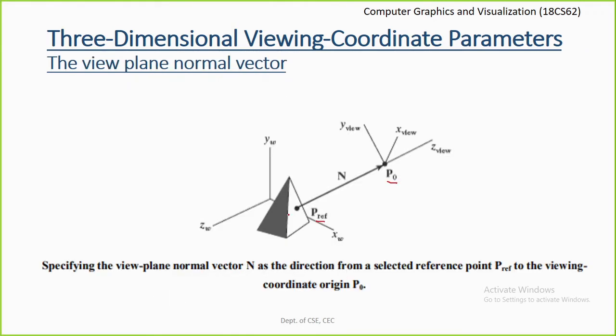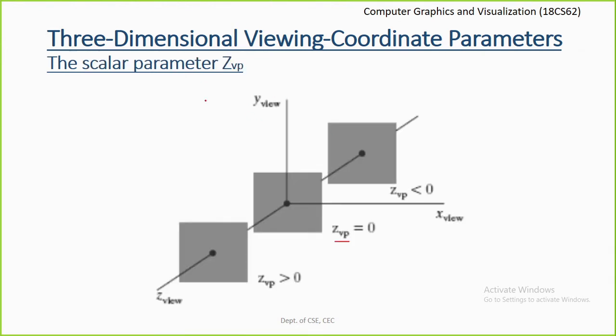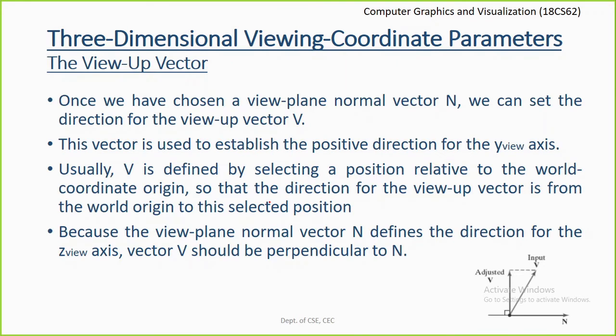So we need to have a view plane normal vector called n. We need to have a scalar parameter called ZVP, which is used to specify the position of the view plane. Where are we going to place this view plane along the Z axis? So the normal vector is used to find the orientation of the view plane, whereas ZVP is used to identify the position or the location of this view plane along the Z axis.